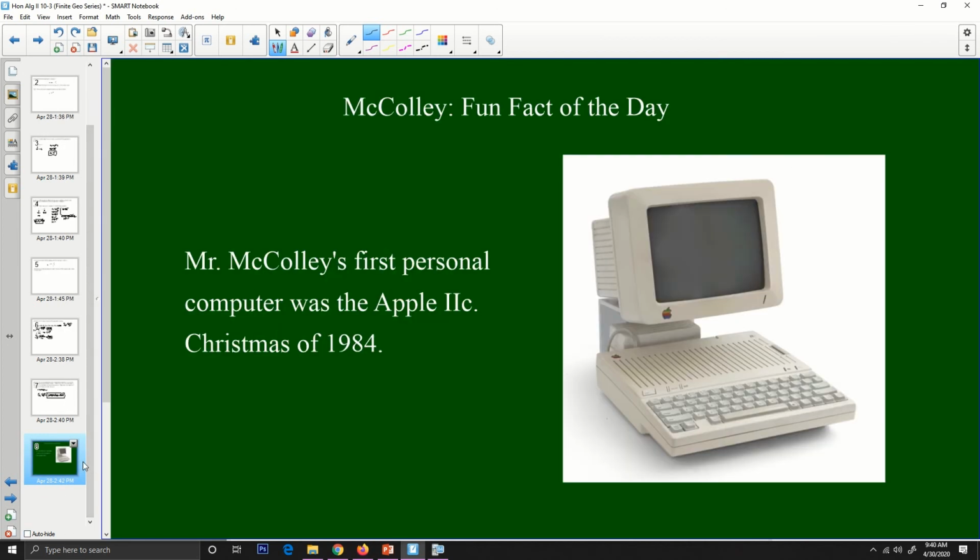And the Macaulay fun fact of the day: Mr. Macaulay's first personal computer was the Apple IIc, Christmas of 1984. And this computer had the distinction of being the first for-sale model that had a built-in hard or floppy drive. And now we're getting computers without any drives at all again. It's kind of crazy. And yes, I know it was an Apple, but I was 13 at the time, so I was young and I didn't know any better.